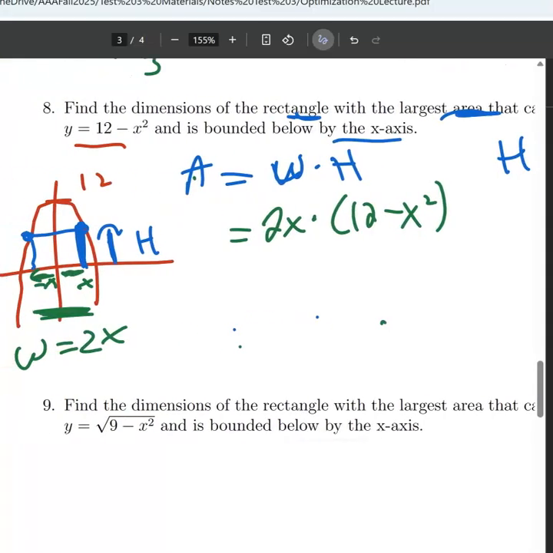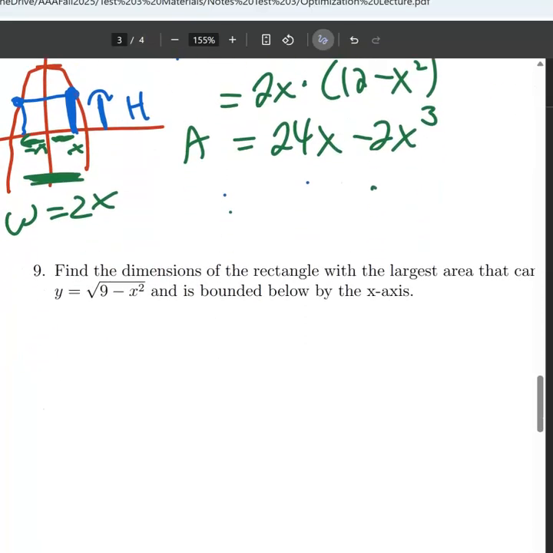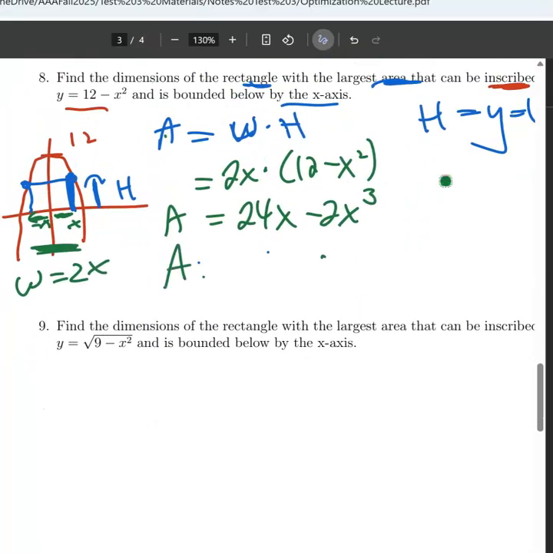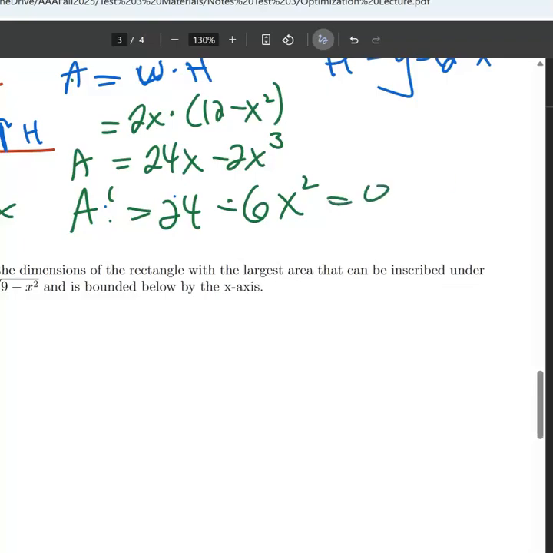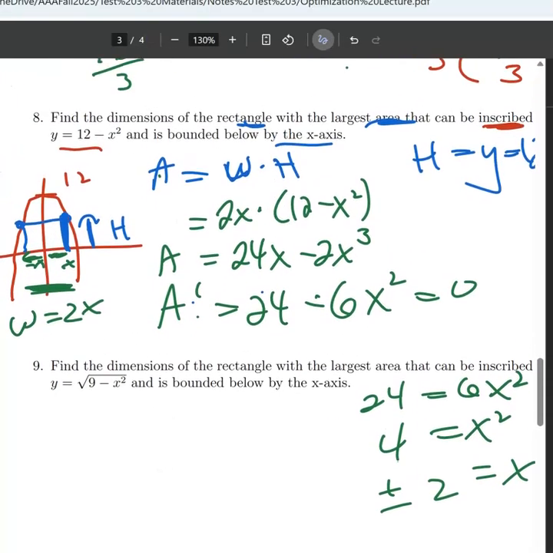I'm going to multiply that out before taking the derivative, because that'll make it so much easier. And if I take the derivative, I get 24 minus 6x squared. Of course, we're setting this equal to 0. So 24 is 6x squared, 4 is equal to x squared. Oh, will you look at that? I get plus or minus 2. So that's the x value.